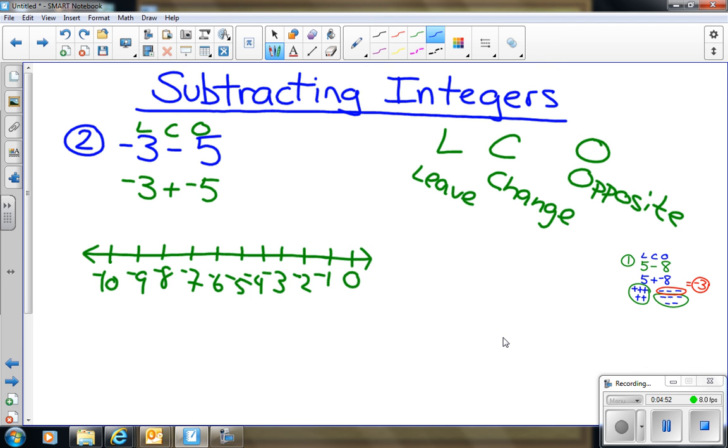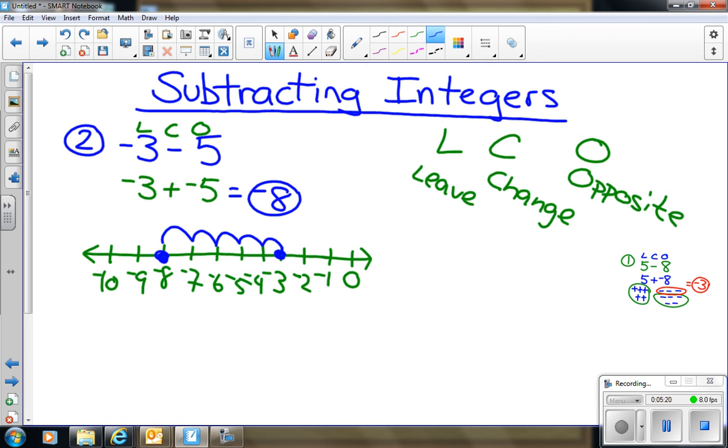Since this is addition, I'm going to start with a -3. I'm going to plot my point right here. I'm going to go 5 spaces to the left because -5 tells us we're going to go to the left. If it was positive, we'd go to the right, but it's negative, so we're going to go to the left. And how many spaces to the left? Well, 5 spaces. So I'm going to go 1, 2, 3, 4, 5 spaces to the left, which means our answer is -8.